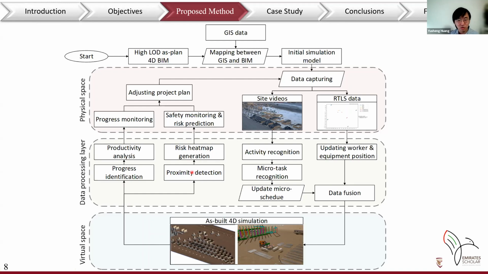In addition, the movement of the construction resources is also checked in the simulation model to perform proximity detection. And with the historical data like the recorded trajectories and proximities, a risk heat map can be generated for the use of safety monitoring and risk prediction. And as a result, adjustments can be performed to improve the project management regarding productivity and safety.